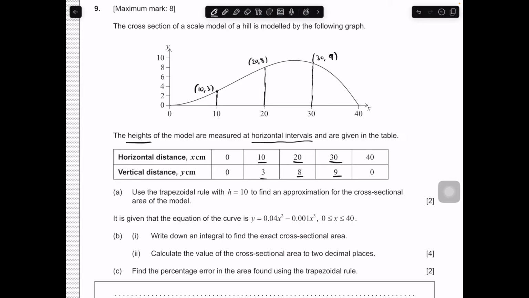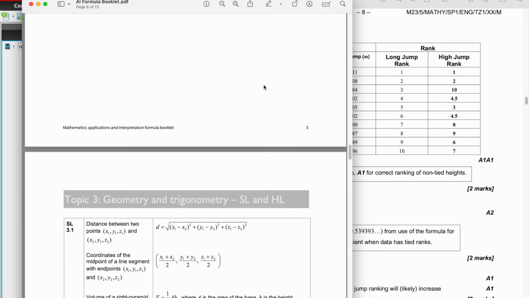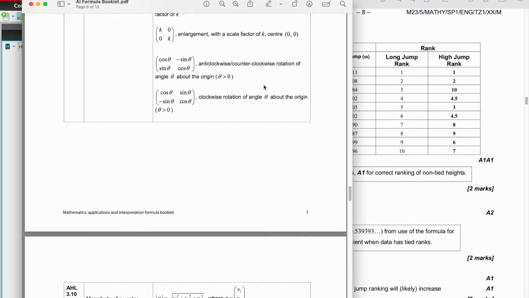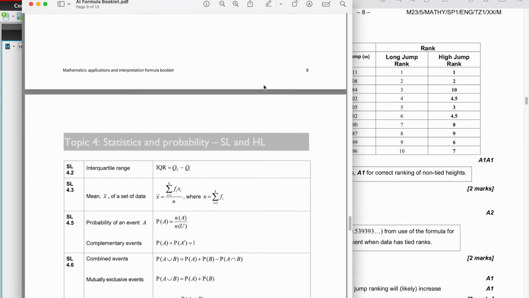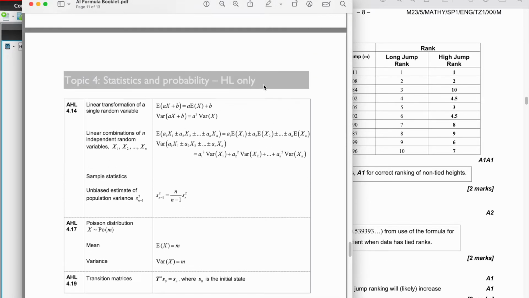Use the trapezoidal rule with h equal to 10 to find an approximation for the cross-sectional area of the model. I'm going to get the formula book out. Applications, interpretations, AI formula book. Here we are. Okay, so going down to calculus. Here we are.